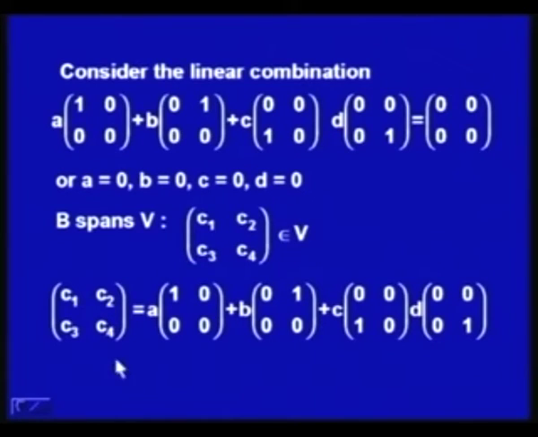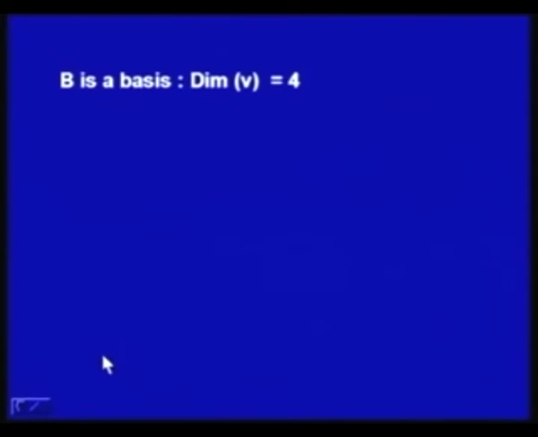So, we try with [c1 c2; c3 c4] is equal to a times the first vector, b times the second, c times the third, and lastly d times the fourth, and simplifying gives me a is equal to c1, b is equal to c2, c is equal to c3, and d is equal to c4. So, all these coefficients can be obtained in terms of the given vector. So, we can say B spans V. So, B spans V and is a set of independent vectors. So, we can say that B is a basis, and since B has 4 vectors in it, the dimension of V is 4.